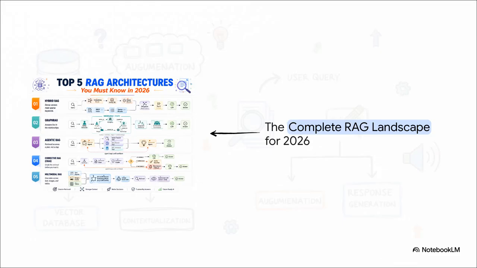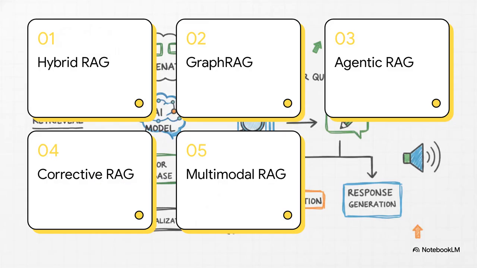So, the complete RAG landscape for 2026. I know, it might look a little intimidating at first glance with all those diverging paths and interconnected nodes, but don't worry, we're going to break it down step by step. By tracking a single query, kind of like a physical object moving down an assembly line, we're going to demystify exactly how these complex systems actually work together to build a perfect answer. Our system tour itinerary today covers 5 distinct engines: hybrid RAG, graph RAG, agentic RAG, corrective RAG, and finally, multimodal RAG.